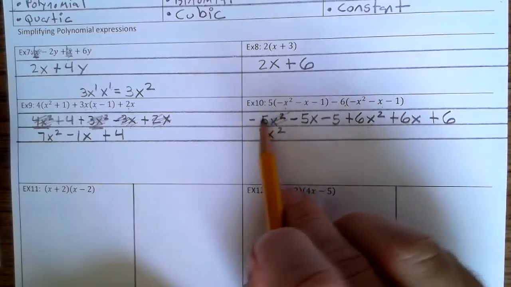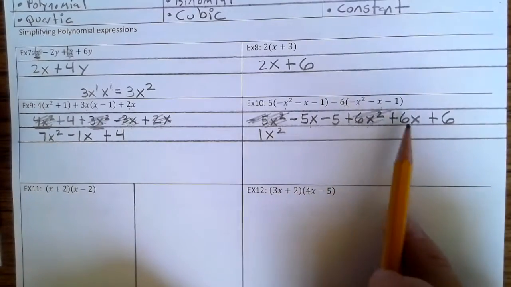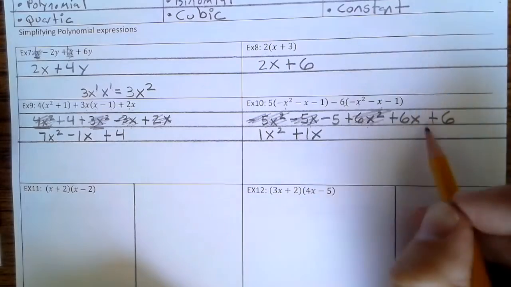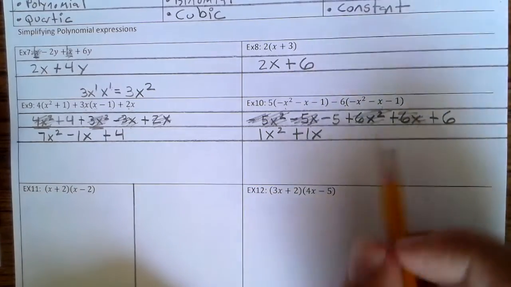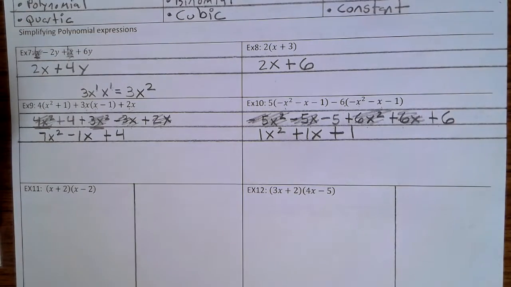Okay, and I'm going to shade those out. We're done with those. Now we're going to look at the x's. Negative 5x and 6x is a positive 1x. I'm going to shade those out. We're done with those. And then negative 5 and 6 is a positive 1. Okay, so go ahead and finish up example 10.